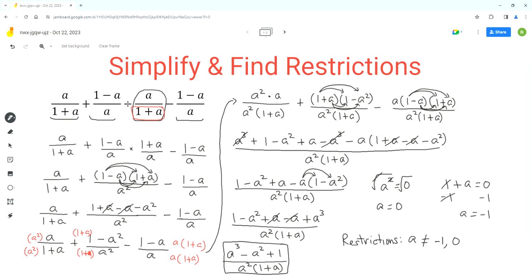So these are the two restrictions for this expression. These are the steps you have to keep in mind to simplify and find restrictions for an expression like this one.